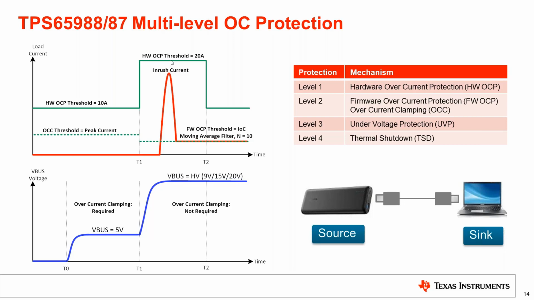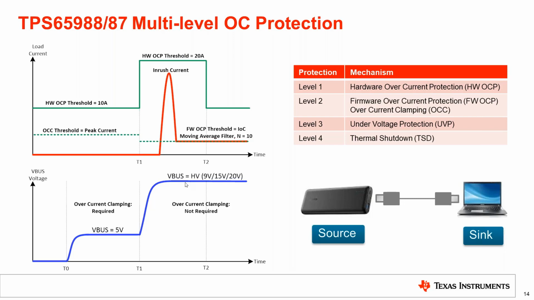Now, a customer expectation is that a Type-C device will work with other Type-C devices no matter what the internal behavior is. So in order to work around some of these non-compliant devices, during a voltage transition from 5 volts to a high voltage, the TPS65987D and 65988 will increase their hardware overcurrent protection threshold to 20 amps just to let this inrush current pass through.